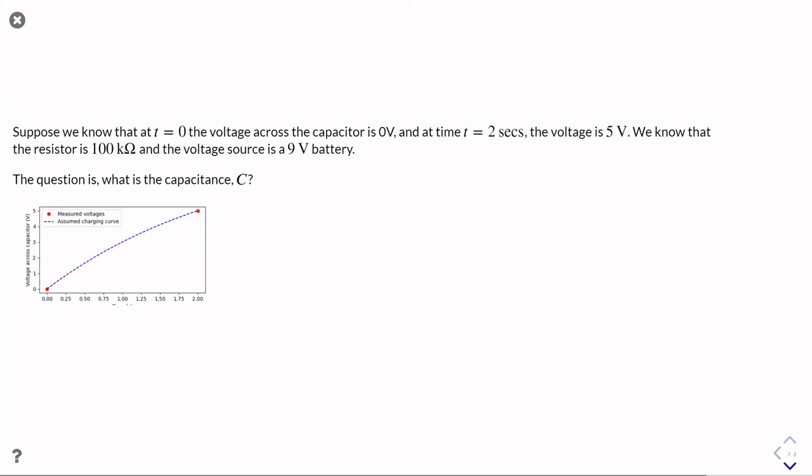So as I said, we do this experiment where we measure the voltage as a function of time. We measure at zero, and we measure 2 seconds later. And we know that when we started it, the capacitor was discharged and we measured zero voltage. And 2 seconds later, we measured 5 volts. We know that we had a 9-volt battery. We know that we had a 100 kilo ohm resistor. And the question is, well, how big is the capacitor?